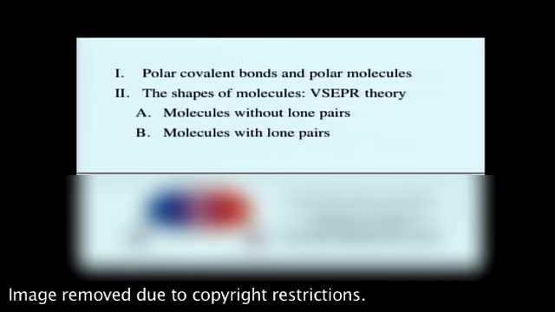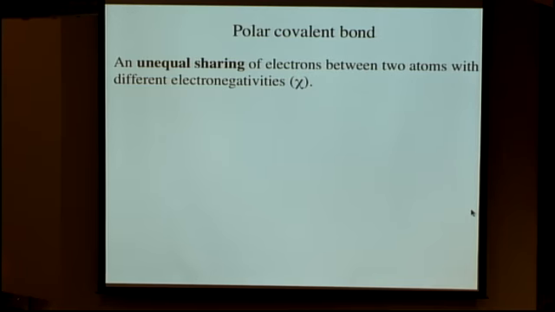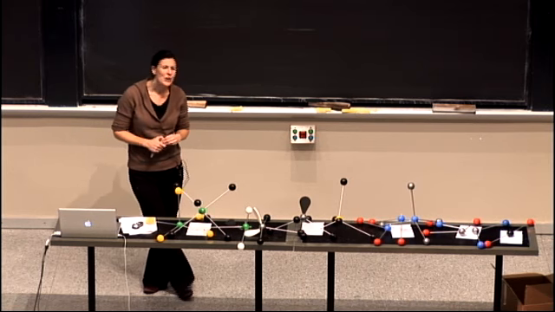In terms of what we're going to be talking about today, we're going to finish up talking about polar covalent bonds and finish up discussing the idea of polar molecules. And then we'll move on to start talking about, well, we know how to draw our Lewis structures. How can we use those Lewis structures to think about the actual shapes of molecules? So first, thinking about our polar covalent bonds.